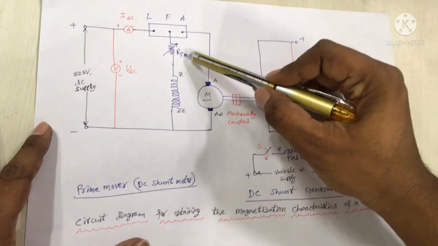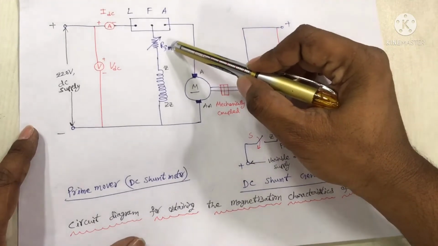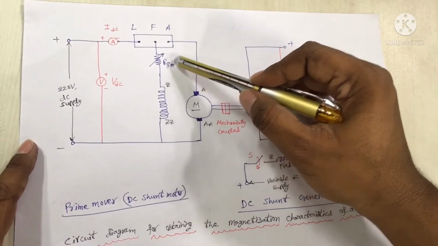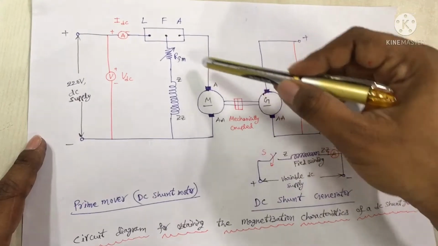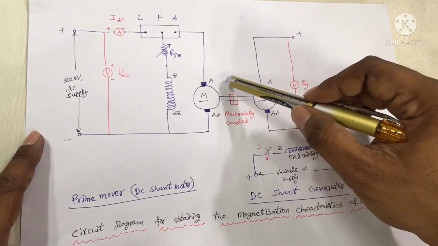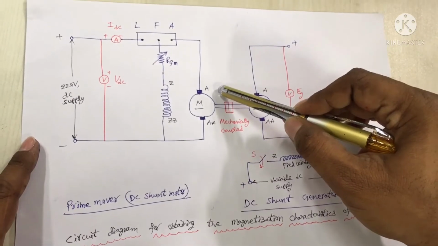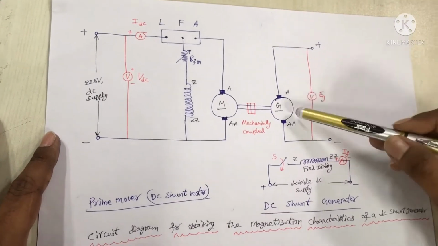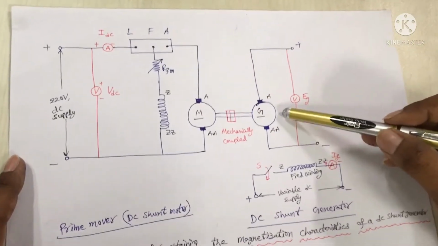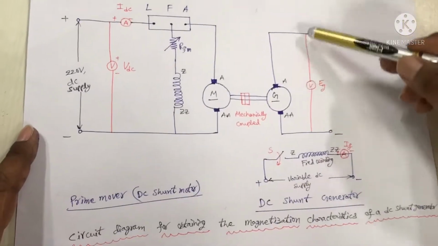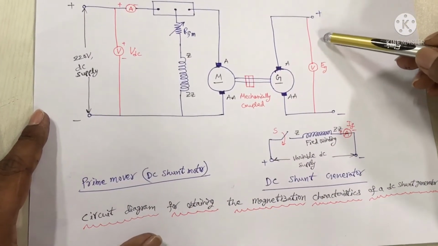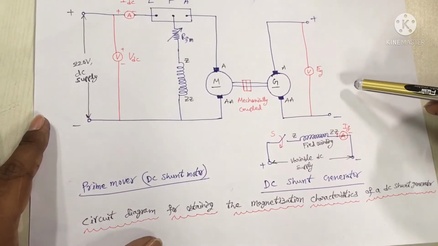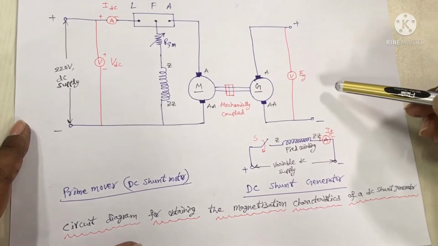Here we can see the external field winding rheostat of the prime mover. By adjusting the external field winding resistance, we can adjust the prime mover speed to a constant speed, that is 1500 rpm. Here if we observe the armature winding of the DC shunt generator, these winding terminals are kept open, so these characteristics are also known as open circuit characteristics of a DC shunt generator.